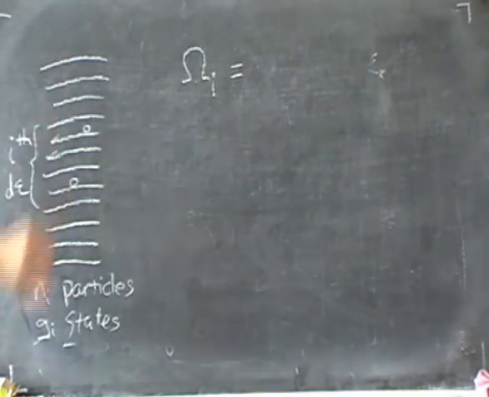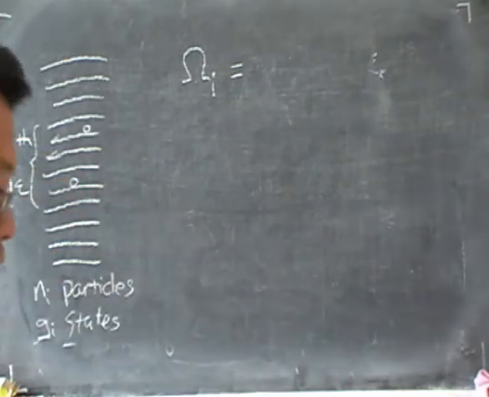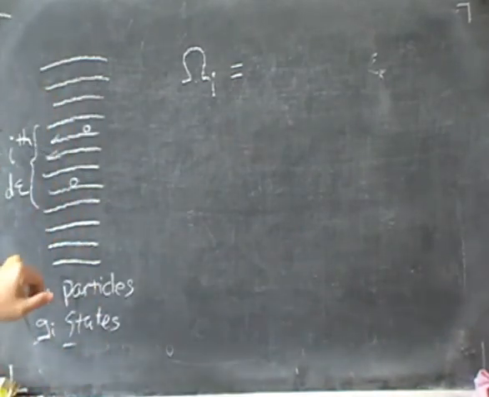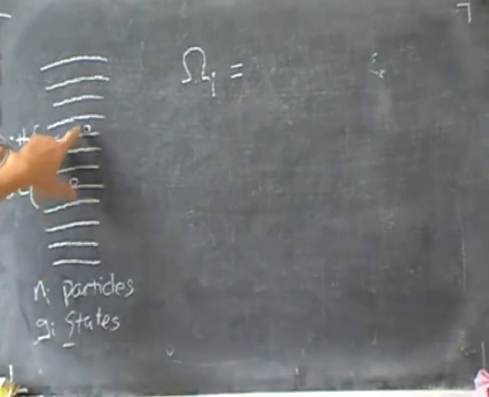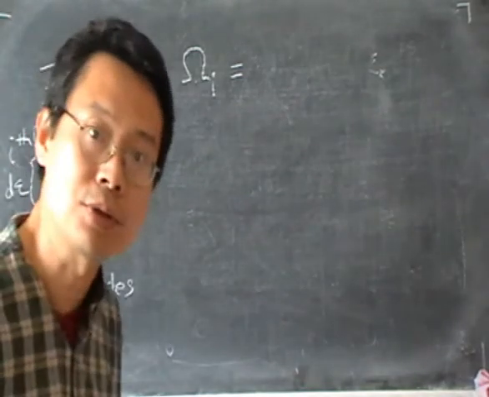Now if you look at this picture, you see that we have lines representing the energy states. I'm going to think of the lines as representing the states, and we have these circles here representing the electrons.